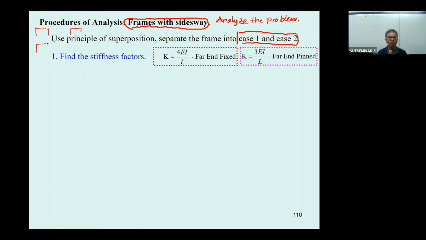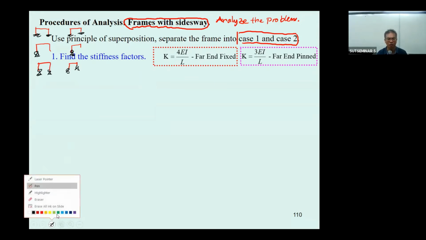of this frame can be classified into 3 types. One is going to be fixed. Another one is the pin, and pin. Another one is going to be pin and also fixed.